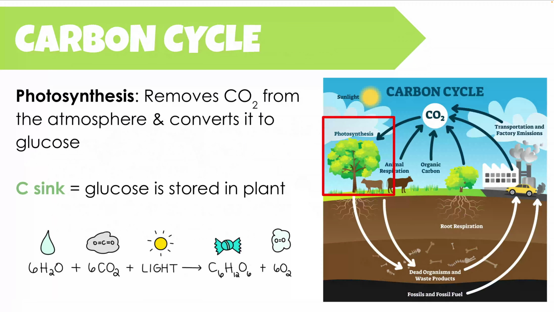So one of the first important processes in the carbon cycle is photosynthesis. This is a process where plants are removing carbon dioxide from the atmosphere and they're using it and converting it into glucose, their sugar. So this would act as a carbon sink because the plant is storing more of that carbon than it's releasing.